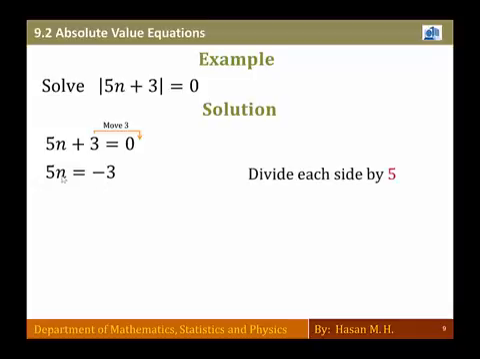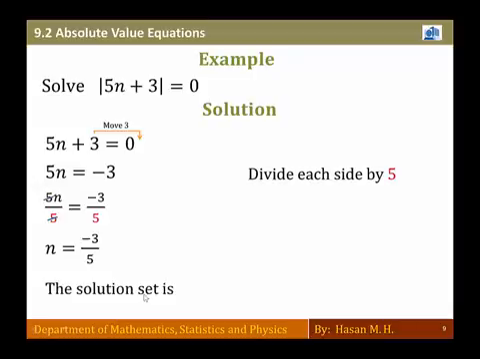Divide each side by 5. We will have 5n over 5 equals negative 3 over 5. Cancel 5 with 5. We will have n equals negative 3 over 5. And the solution set is negative 3 over 5.